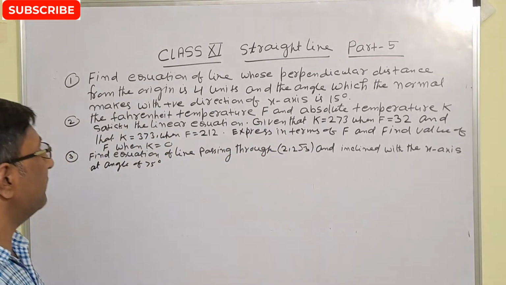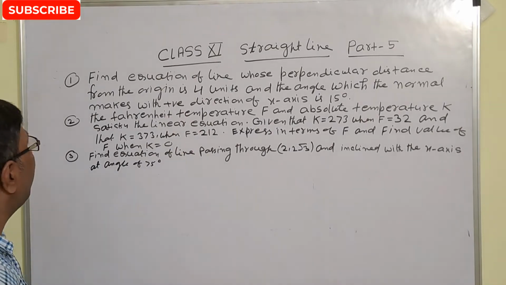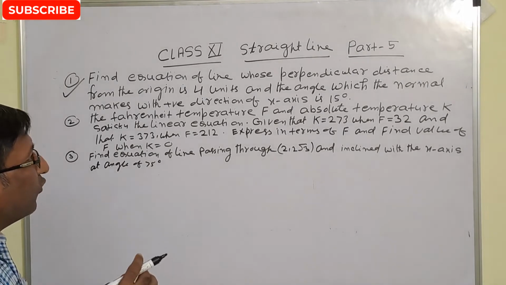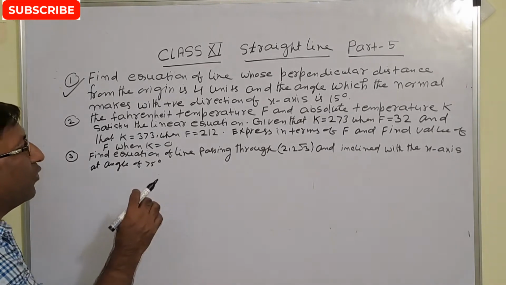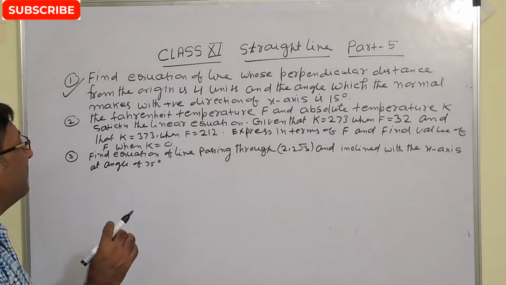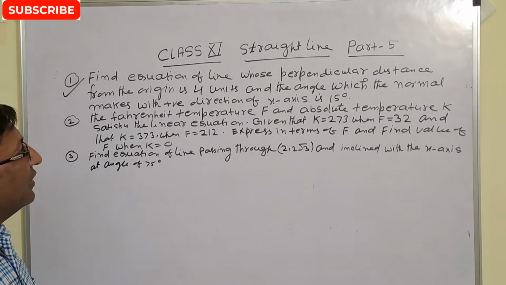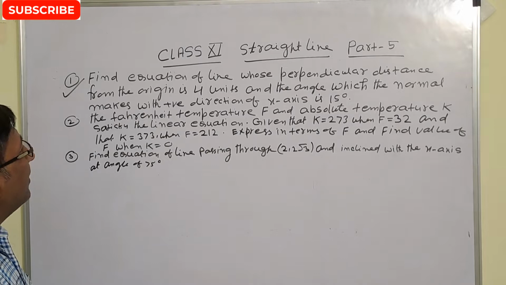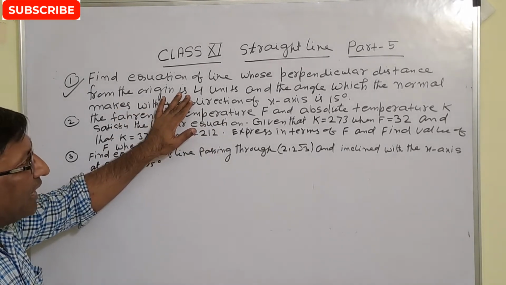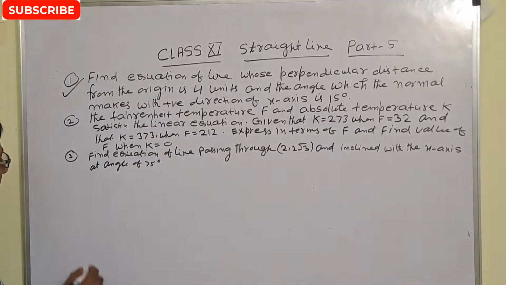चलो ध्यान देते हैं इंपॉर्टेंट क्वेश्चन। सो दिस इज क्लास 11th स्ट्रेट लाइन पार्ट 5। द फर्स्ट क्वेश्चन इज व्हाट? Find equation of a line whose perpendicular distance from origin is given 4 units and the angle with the normal mixed with positive direction of x-axis is given 15 degree. So you know the formula कि when a perpendicular distance from the origin is given and angle with positive direction of x-axis is given, so this is called perpendicular distance formula.